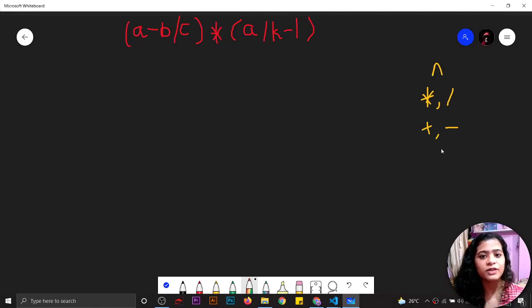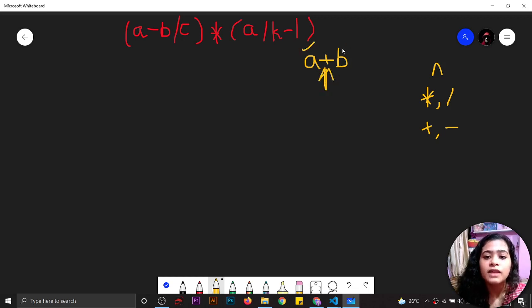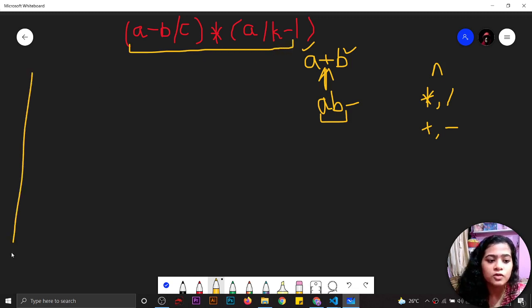Hi everyone, today we are going to learn how to convert an infix expression into a postfix expression using stack. So this is an infix expression in which the operators are present in between the operands. A and B are operands and the plus is the operator. So this is an infix expression, and then this is a postfix expression because the operators are present on the right hand side of the operands. So we have to convert this whole expression into postfix using stack.